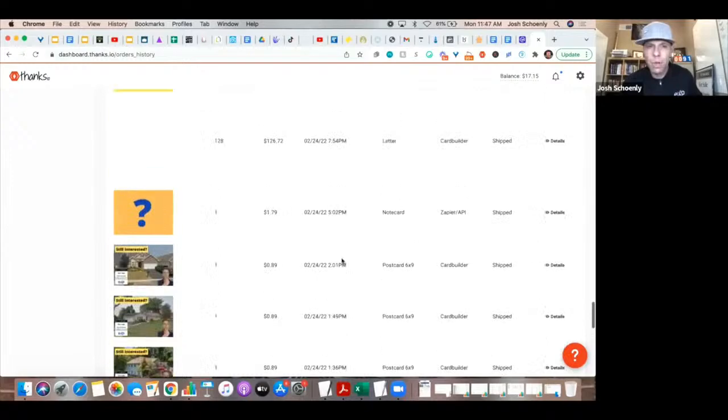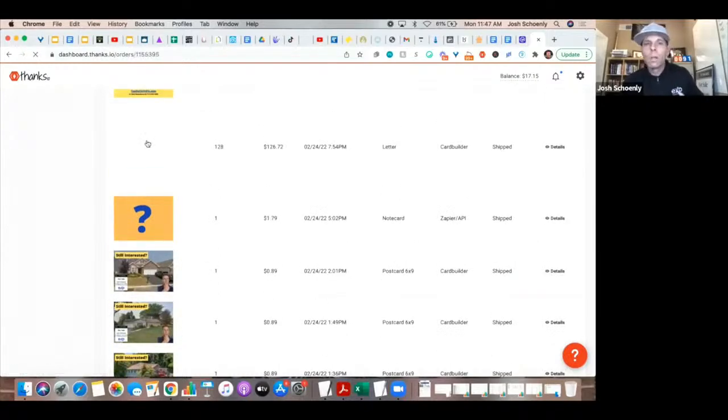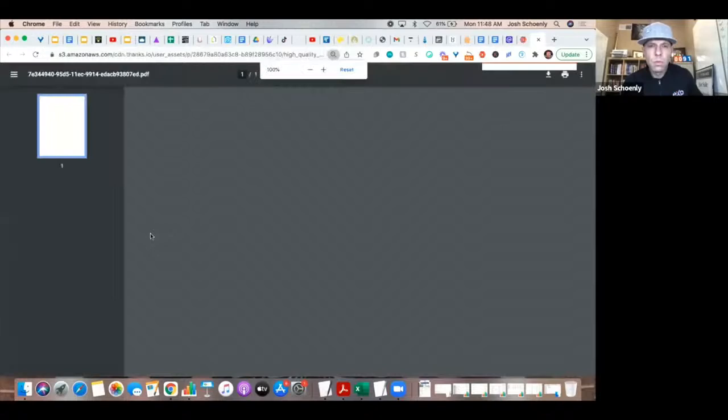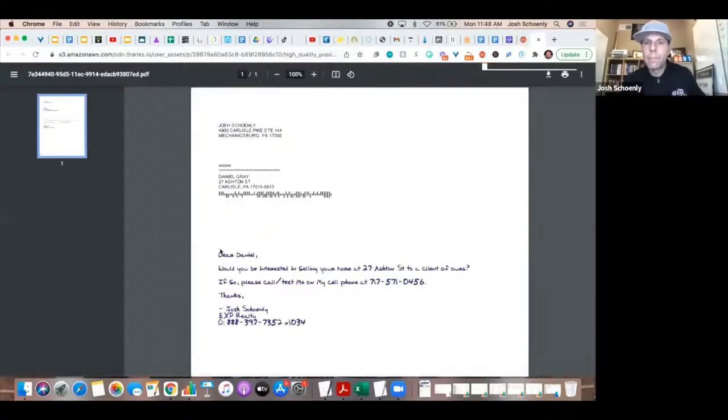Golly, we got a lot of mail going out in this. Trying to find the example. Oh, here it is, I think. Oh, no, that's the card builder. Okay, so here's the example of the golden letter. Let's say, would you be interested in selling your home at 27 Ashton Street to a client of ours? If so, please call or text me on this number. Okay, that's what I would send month 1.